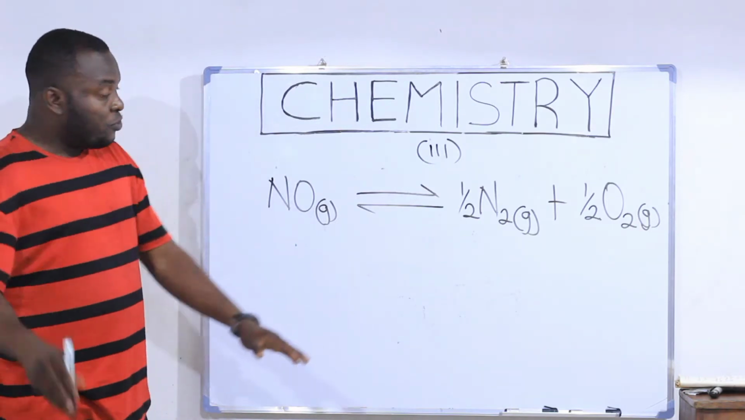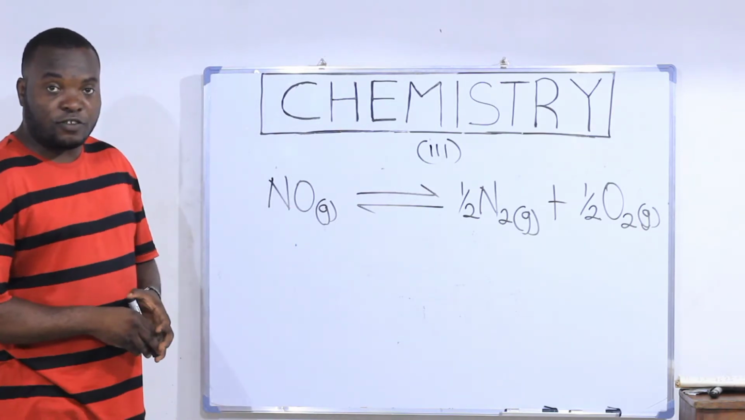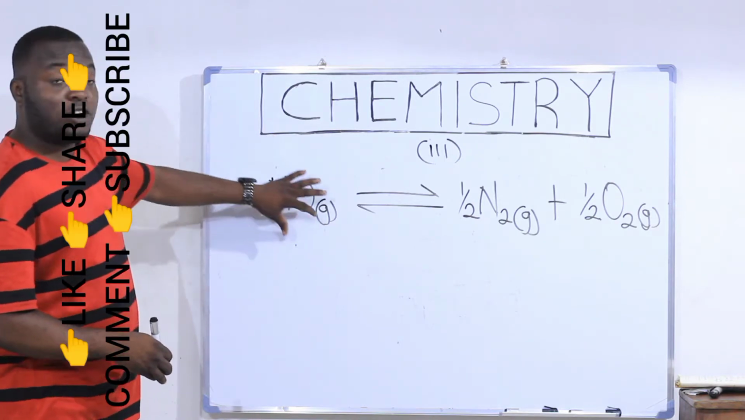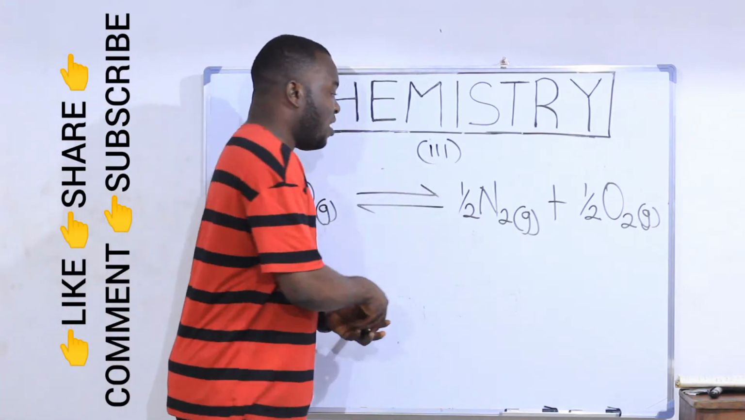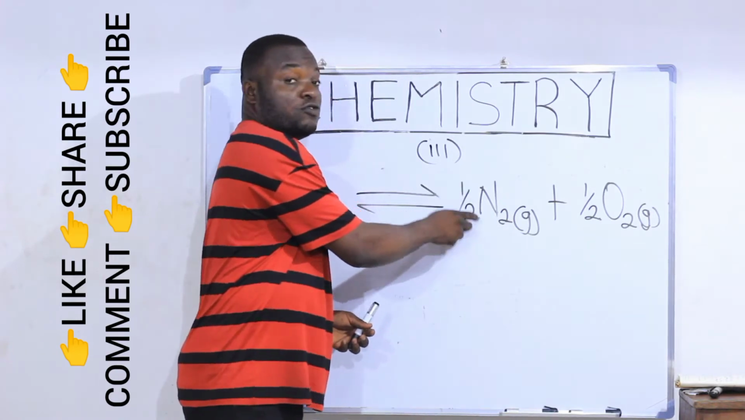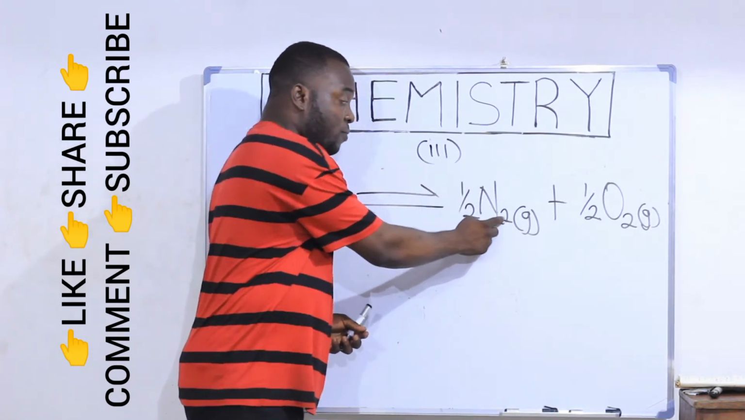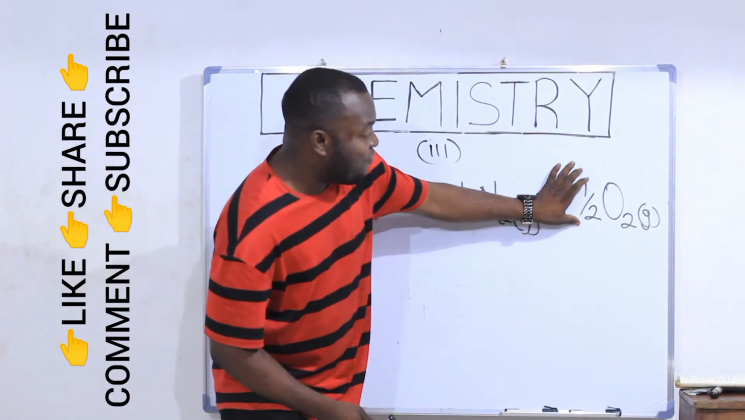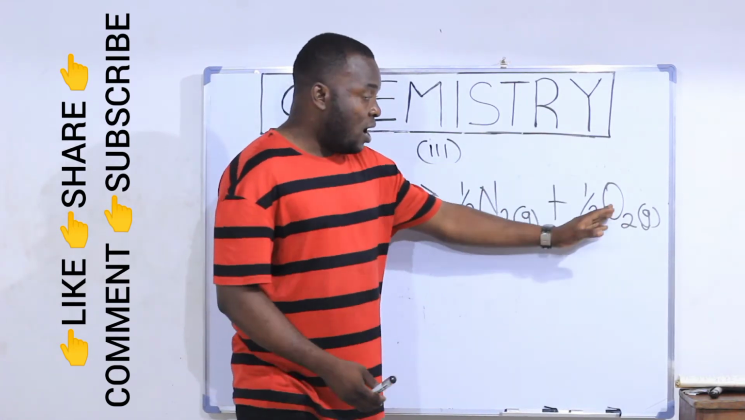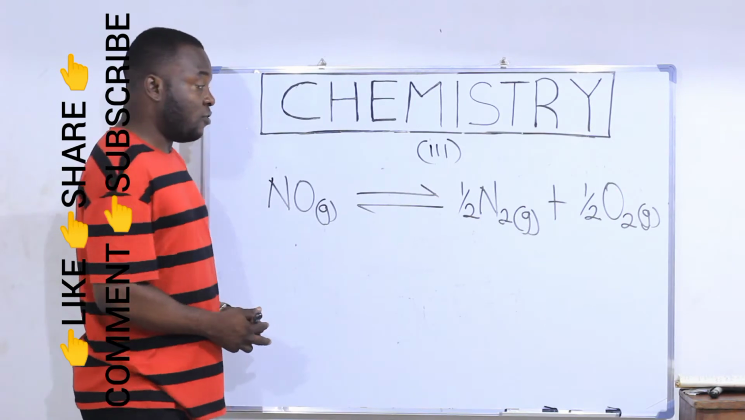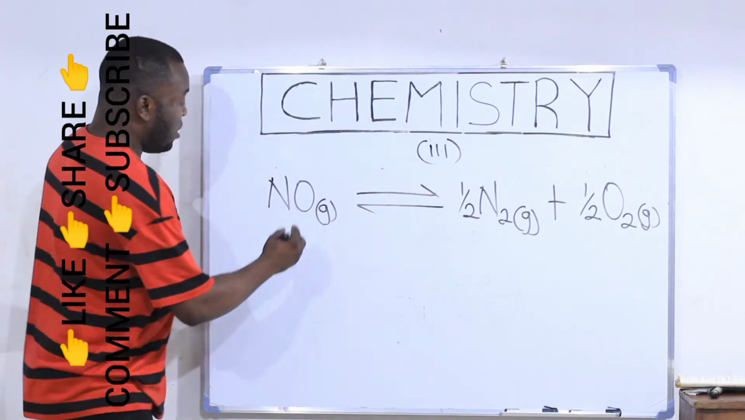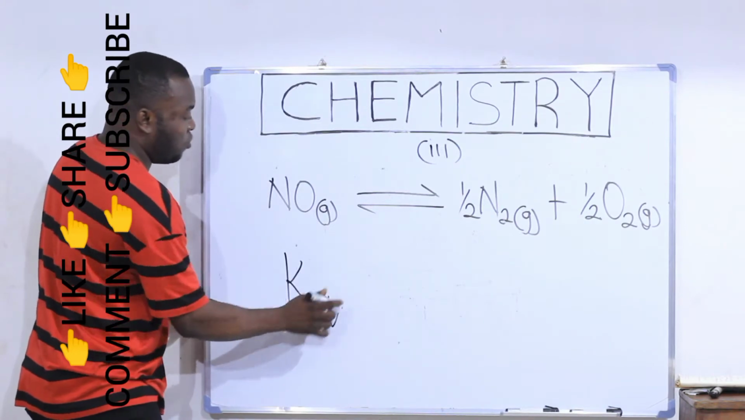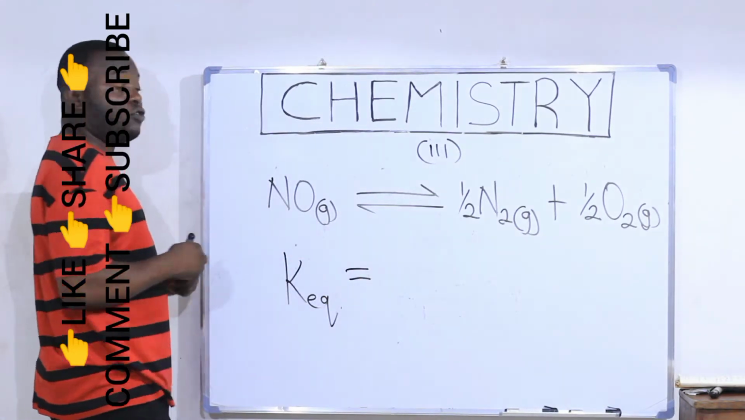First thing you do, check if the equation is balanced. If it is not, you balance it. Looking at it, you can see we have 1 atom of nitrogen on the left. On the right, I have 2 times half, which is 1. So I have 1 atom of nitrogen on the right. Half times 2 here is also 1. I have 1 atom of oxygen on the right as well. So the equation is balanced. Now my answer becomes equilibrium constant, which is Keq, equal to the concentration of the products.